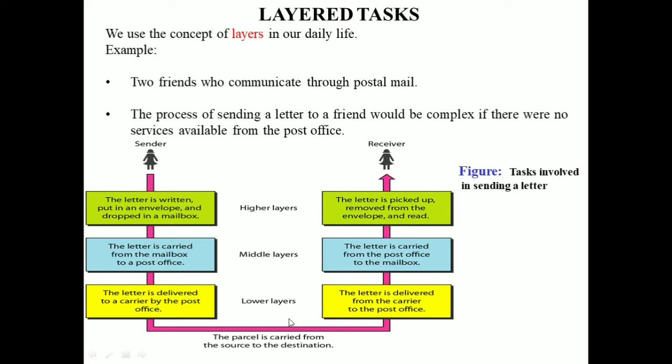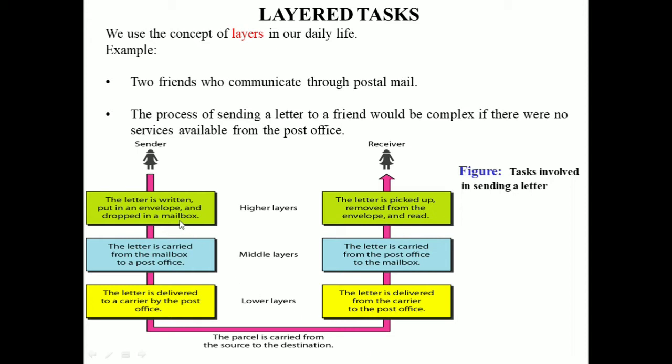Now the postman delivers this letter, and he helps the letter to be received by the receiver. But before that, the letter is delivered from the postman to the post office. The post office in turn delivers the letter to the local mailbox of that particular receiver. Now the receiver takes the letter from the local mailbox, removes it from the envelope, and reads the actual information.